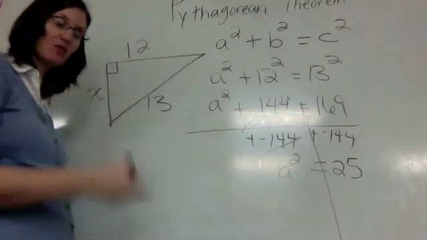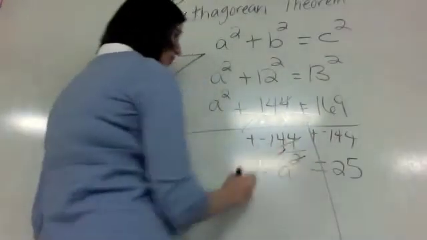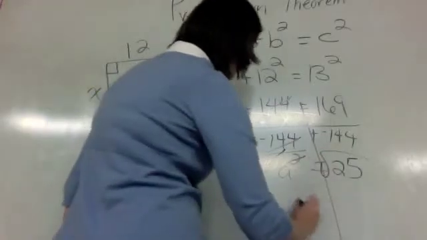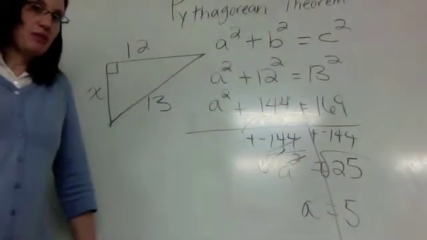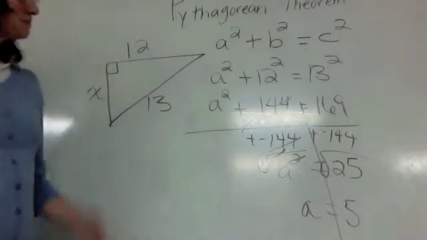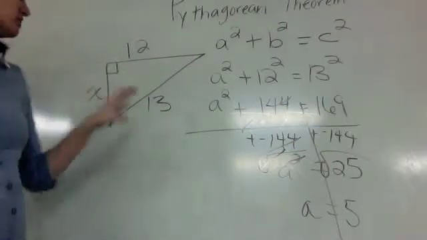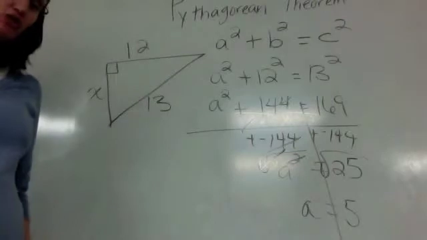Now I have to get rid of the squared. I do that by taking the square root, do it to the other side. My missing side length is 5. Now I happen to pick numbers that I know for sure would work so that there would not be a decimal. Those numbers are called a Pythagorean triple.